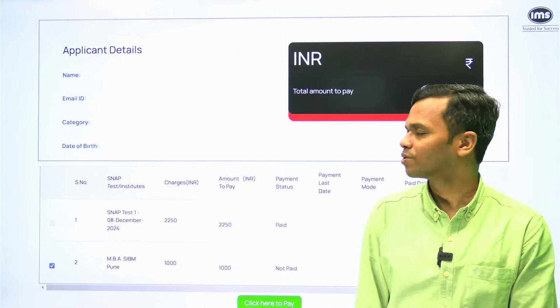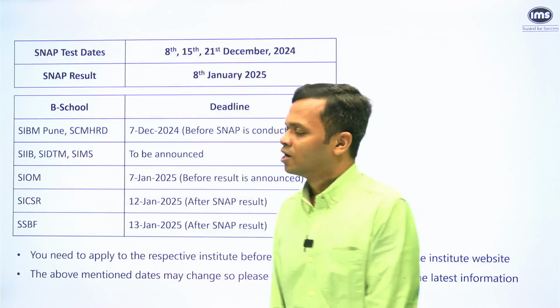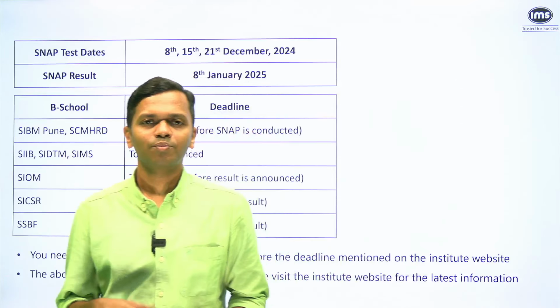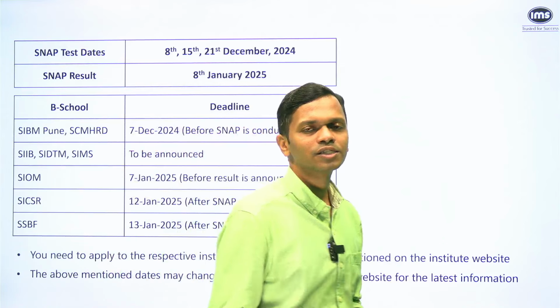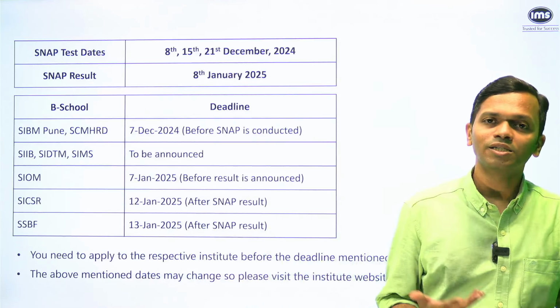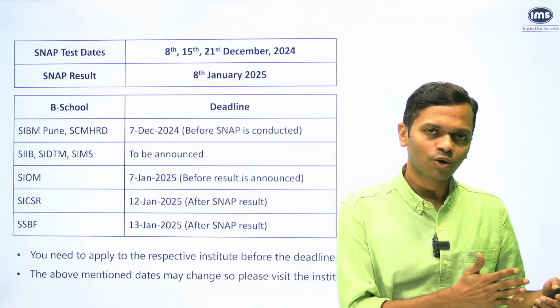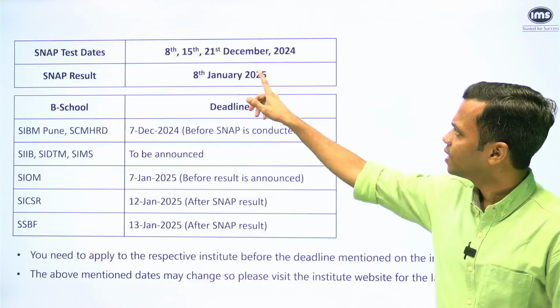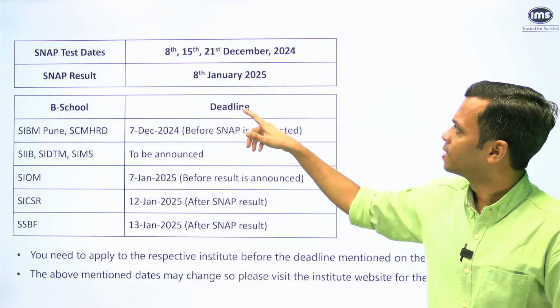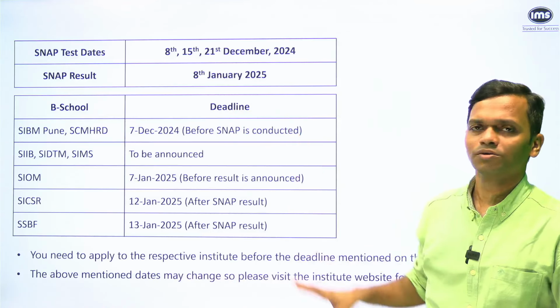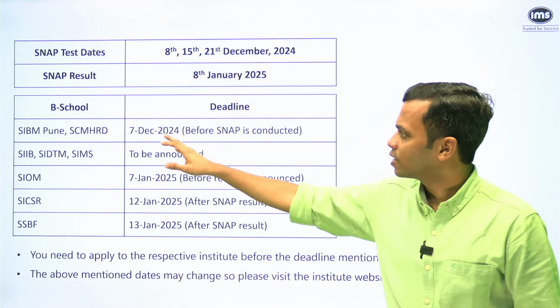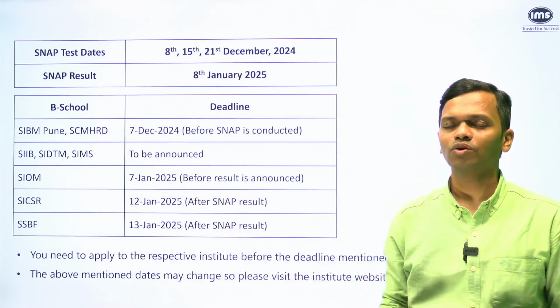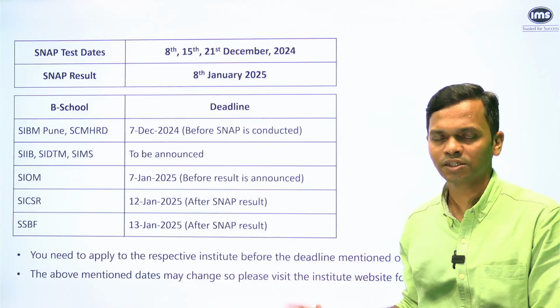And what that particular deadline is, let's understand. Some of the colleges or some of the programs that are there as options have deadlines prior to SNAP conduct. Look at the SNAP test dates, 8th, 15th and 21st December. The SNAP result is on 8 Jan 2025, right? Now look at SIBM Pune and SCMHRD. Both of them have given out the deadlines.